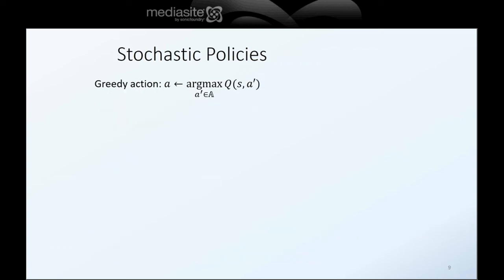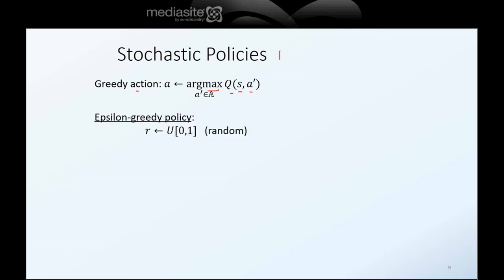So let's look at a few available stochastic policies. Greedy action: if you have the Q values, then from the state S you pick the action which has the highest, the maximum Q value. That's the greedy action. A is argmax over A prime of Q(S, A prime).